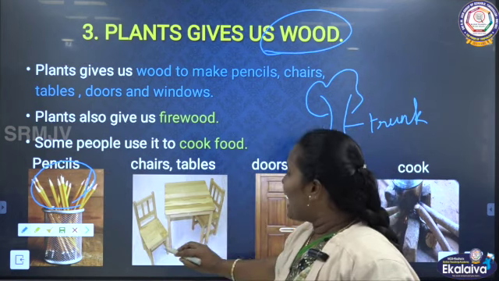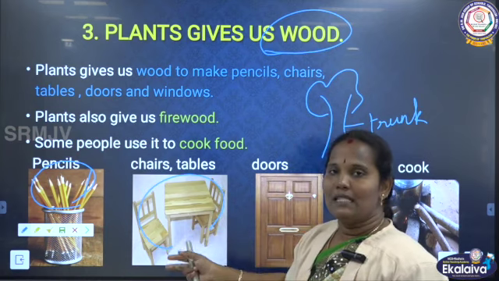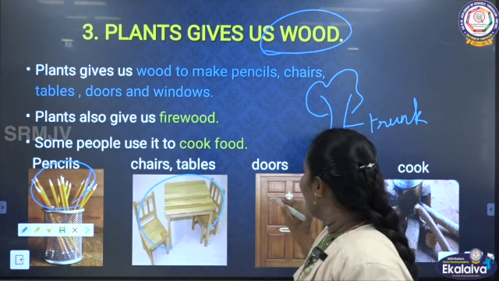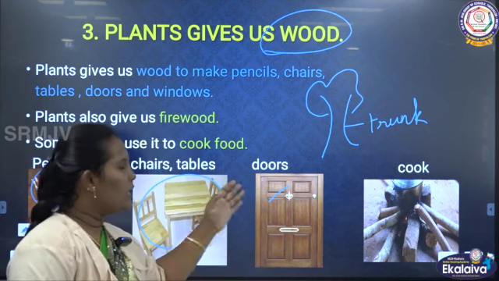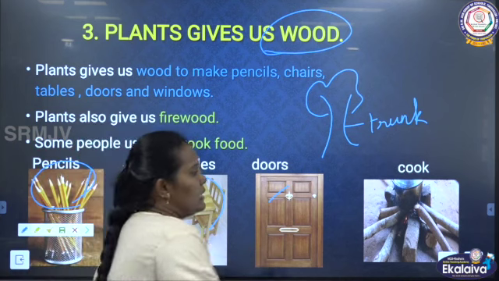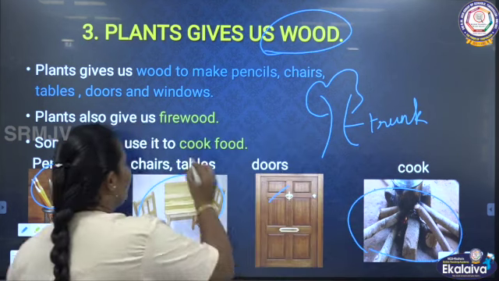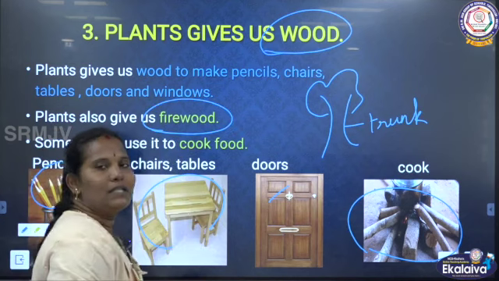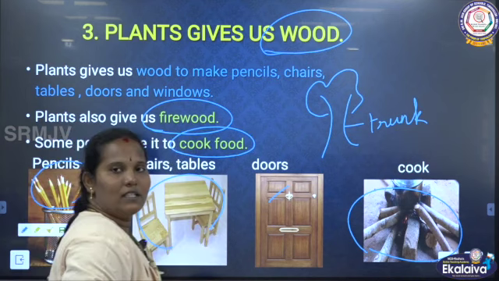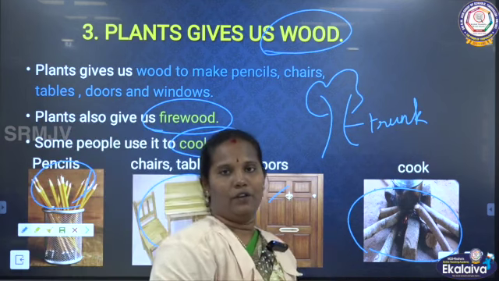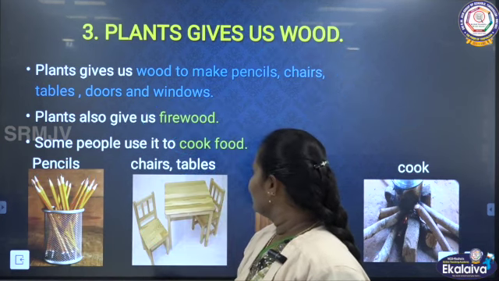Then next, chairs and benches, stools, many things we are using, these are all made from wood. And then doors and windows, in our house we are using doors and windows, these are also made from wood. Apart from this, some people use the stem part of some plants as firewood. They use firewood to cook their food. Okay, these are the uses of wood from plants.